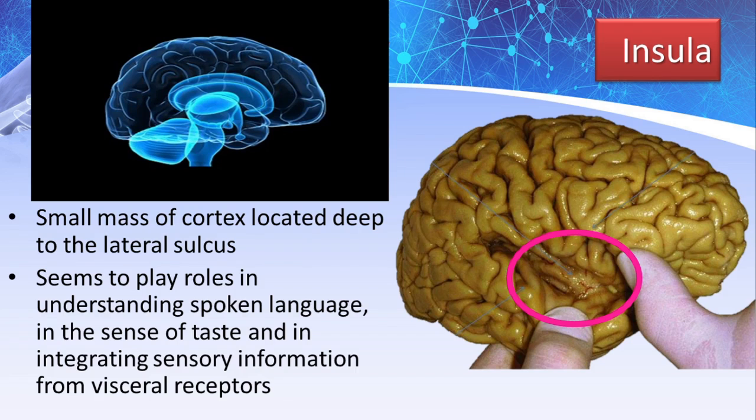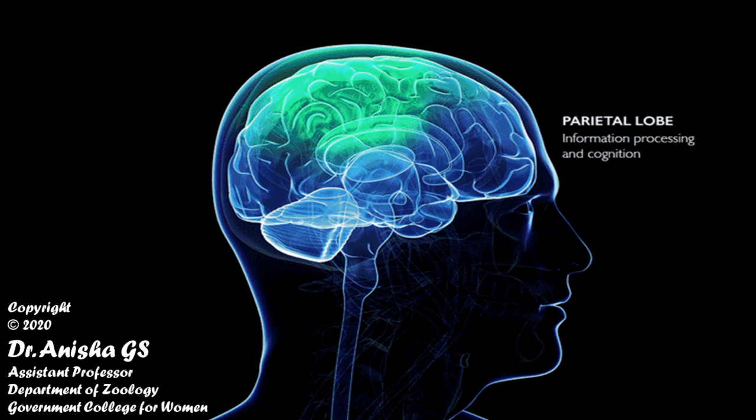The insula is considered to play roles in understanding spoken language. It is also concerned with the sense of taste and with integrating sensory information from visceral receptors. Visceral receptors are the receptors located in different parts of the body, associated with the visceral organs or the internal organs, and these sensory informations from the visceral receptors are processed in the insula.